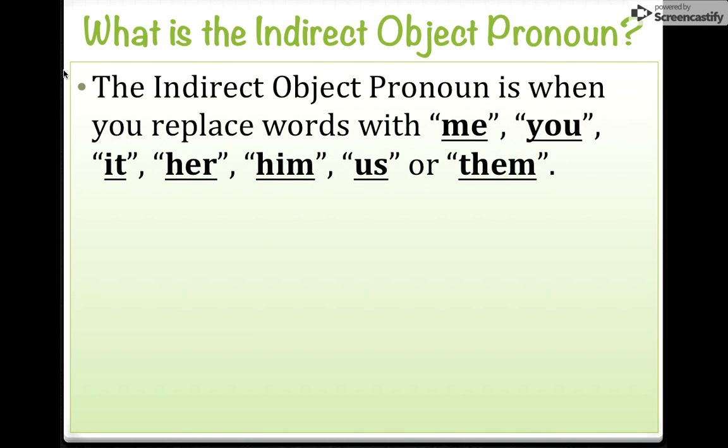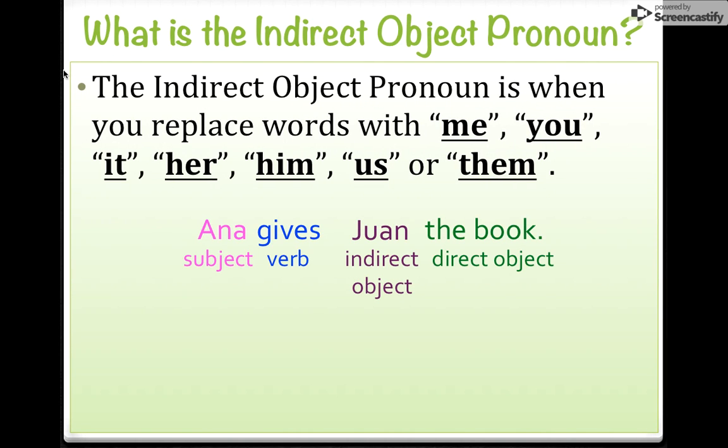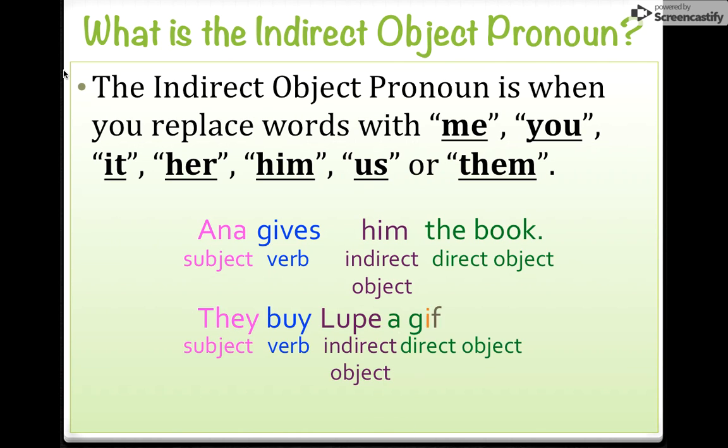So what is the indirect object pronoun? Again, in Spanish and in English. We're going to look at the English first. The indirect object pronouns are when you replace words with me, you, it, her, him, us, or them. So Anna gives Juan the book. They buy Lupe a gift. And if you notice, the indirect object is replaced, just like in the first sentence. So, they buy her a gift.